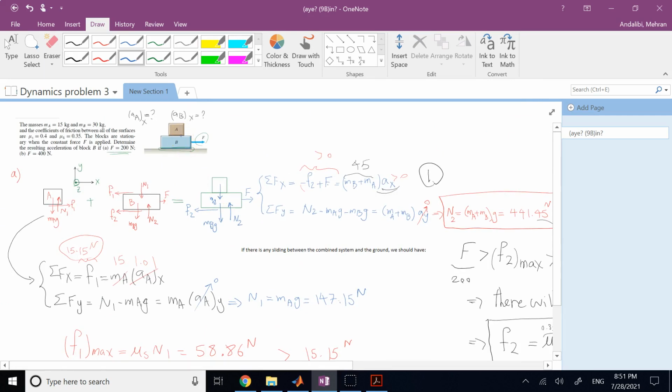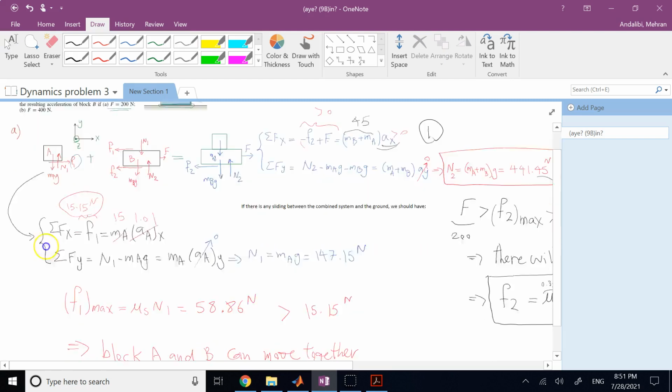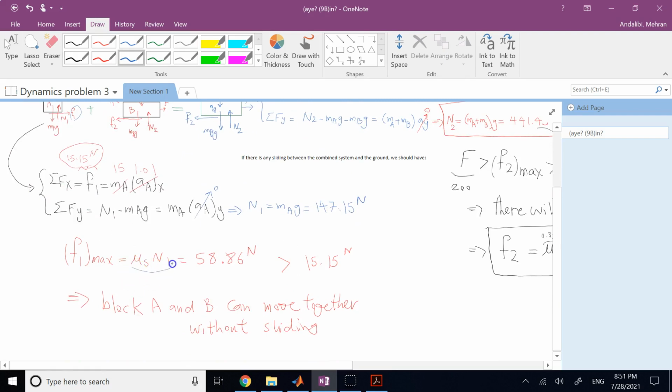Now the question is, how much is this F1? If somebody asks you how much is F1, of course F1 is not going to be equal to this mu_s times N. This mu_s times N is just the capacity, the max friction. So how much F1 do you need? Just this much. Just this much to give it what? The same acceleration as everything else.